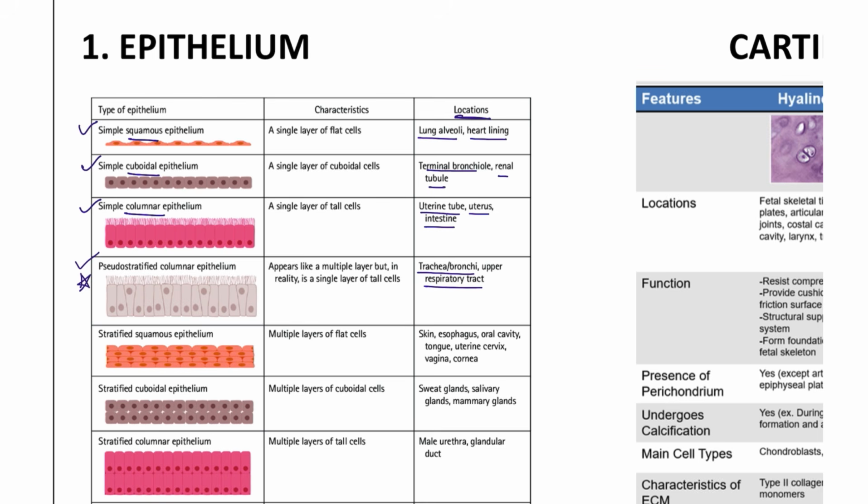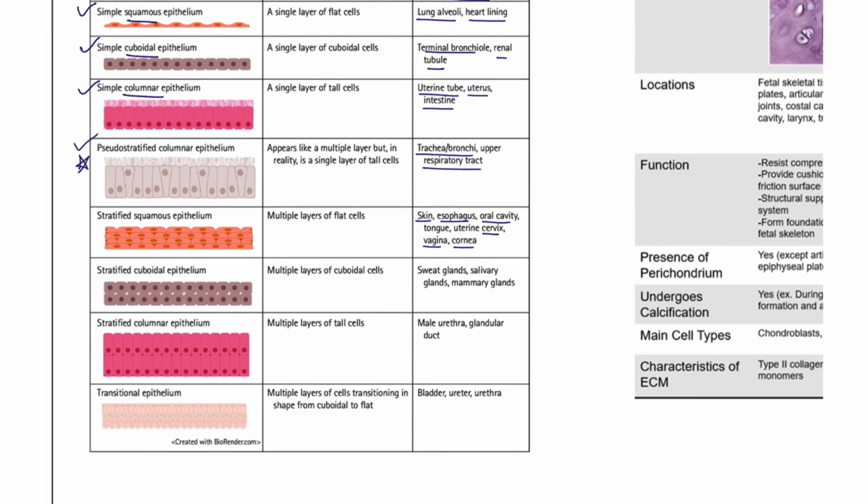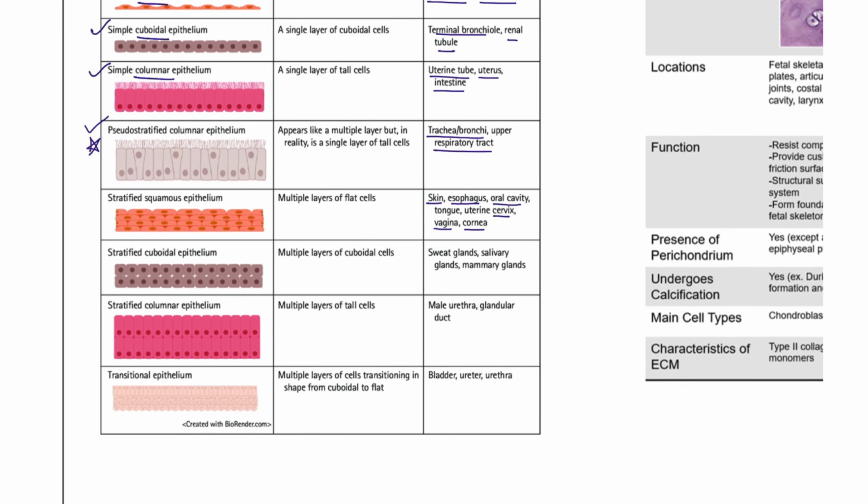And next, stratified squamous epithelium is present on our skin, esophagus, oral cavity, vagina, cervix, and the cornea. All of these are covered with stratified squamous epithelium. Next, stratified cuboidal epithelium is present in the sweat glands, salivary glands, and mammary glands. Stratified columnar epithelium is in the male urethra, gallbladder, and also glandular ducts.